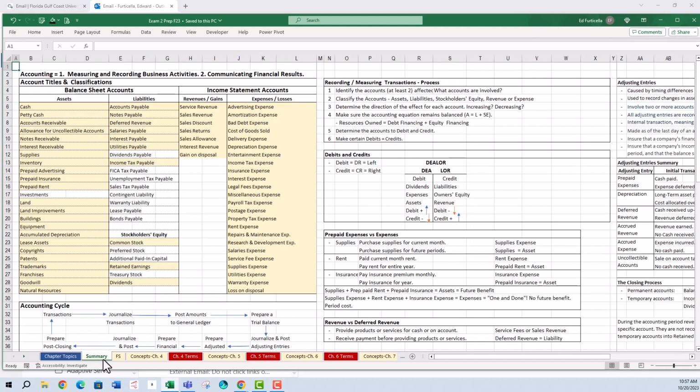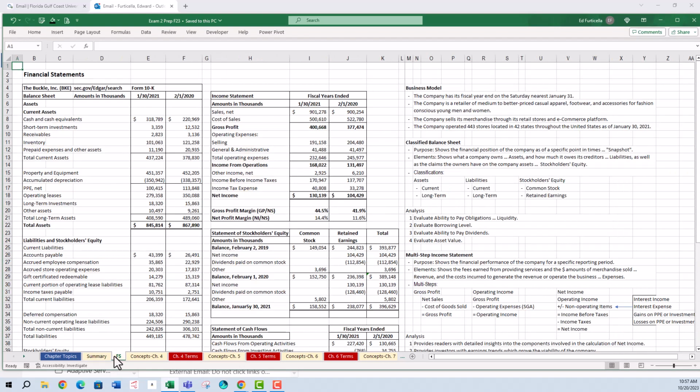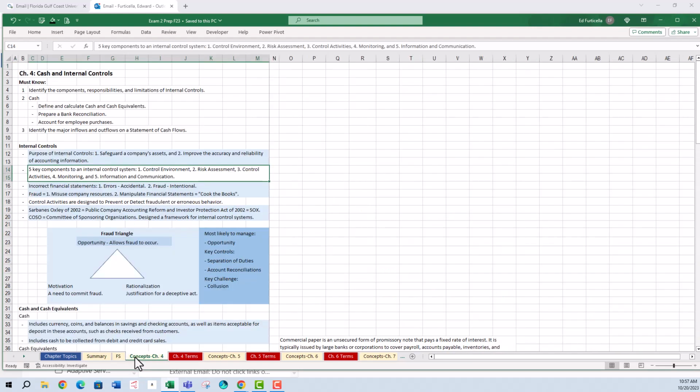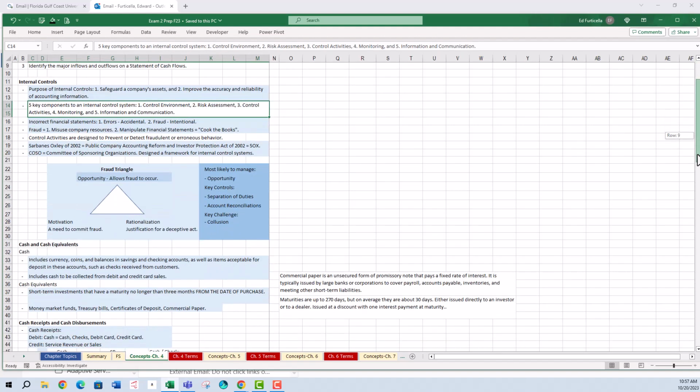The file also includes a summary of what we've done, financial statements for Buckle, and then we begin our Chapter 4 concepts. In Chapter 4, the first big thing was internal controls. I've shaded with blue the key areas that you need to focus on. With internal controls, the purpose is to safeguard company assets and improve the accuracy and reliability of the accounting information.